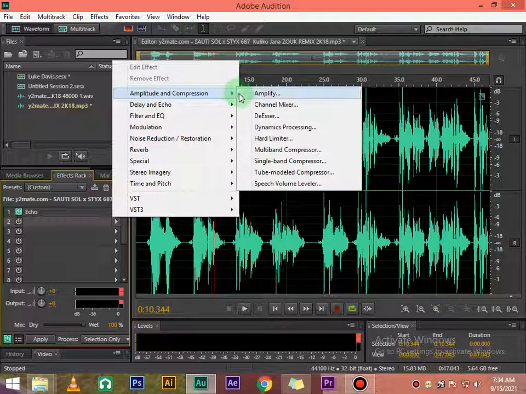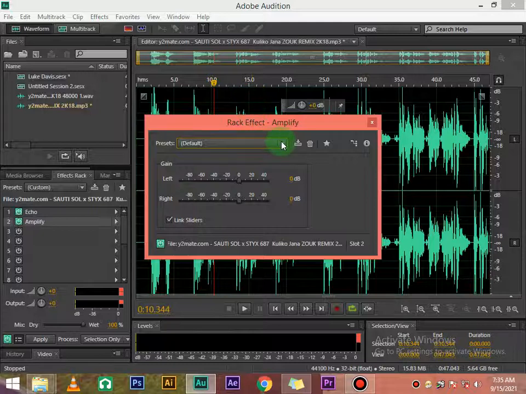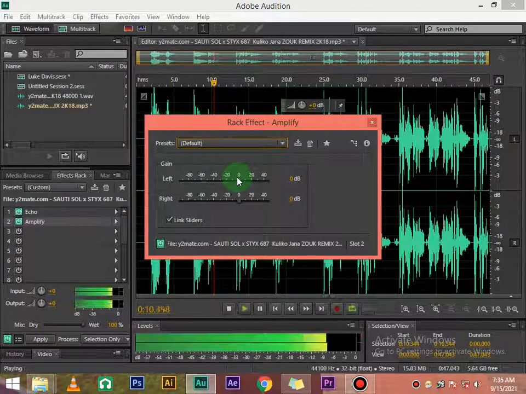Now, to amplify is like to increase. Assuming you are recording for someone and the person was singing and the volume was so low, the voice was really low, you can amplify the sound and increase the volume. So you come to amplify here. When you come to amplify, you can choose the value to amplify with. So this is the default.